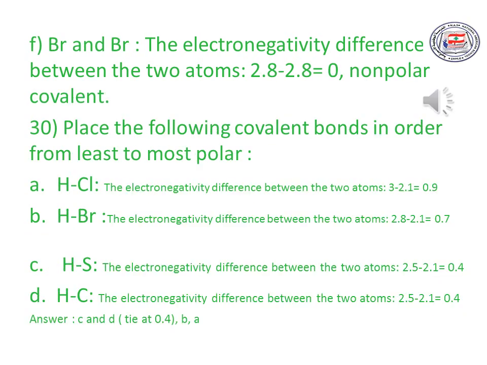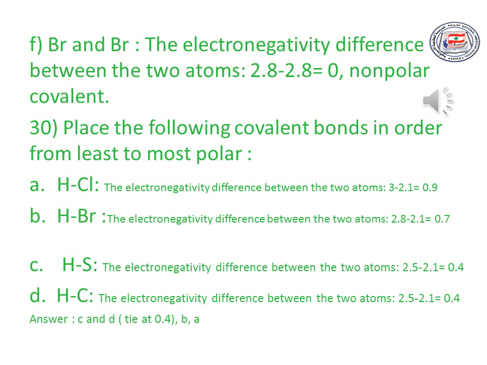Part F, bromine and bromine. The electronegativity difference between the two atoms, 2.8 minus 2.8 equals 0. So the type of bond is nonpolar covalent. Number 30. Place the following covalent bonds in order from least to most polar. So we need to find the electronegativity difference between the two atoms.